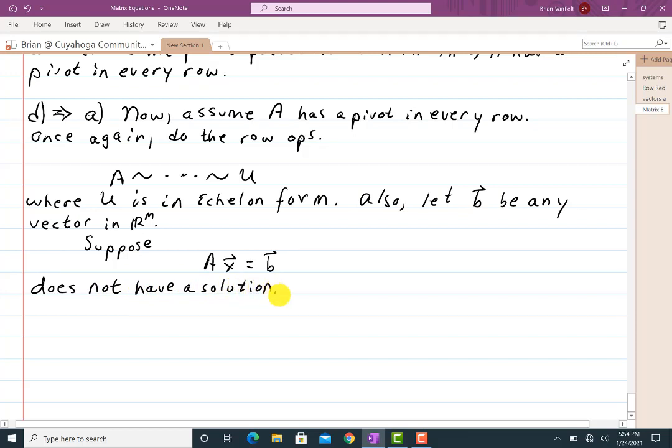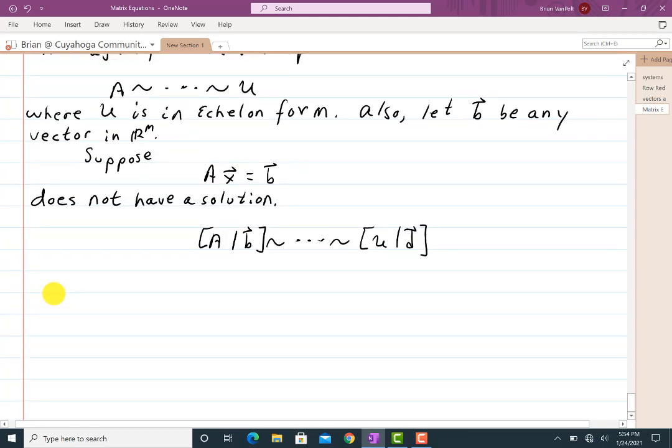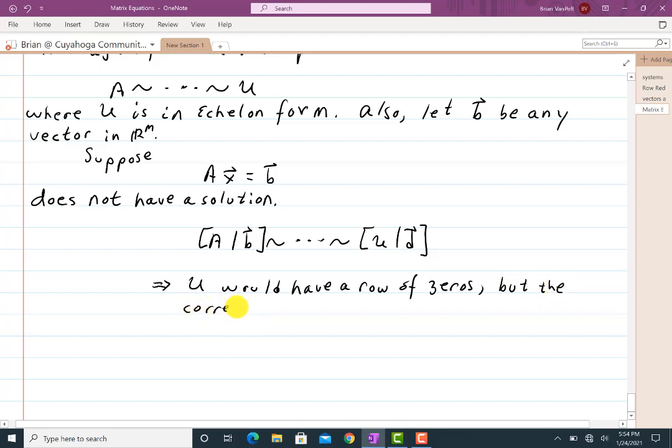So we can do the same things as before. We can do A, B, U, D. So since we know that the equation does not have a solution, this would imply that U would have a row of zeros, at least one, but the corresponding entry in D is not 0.